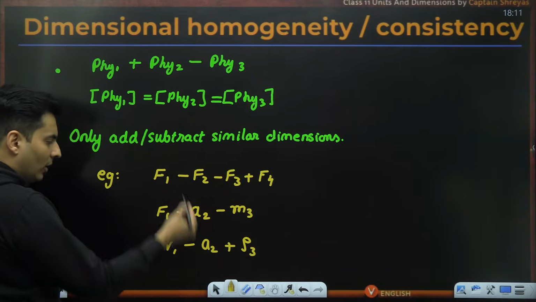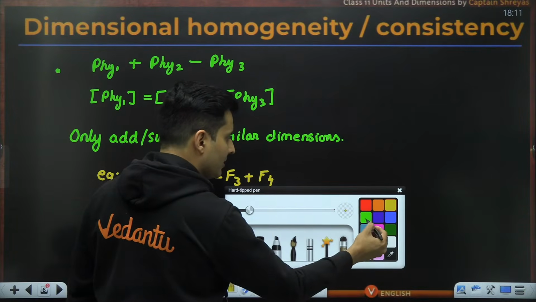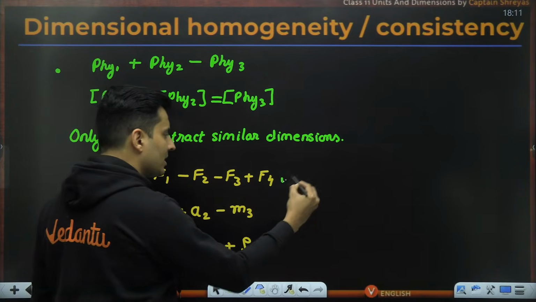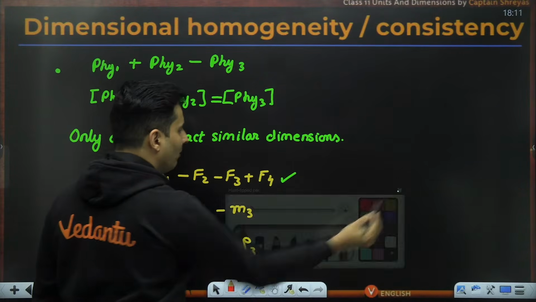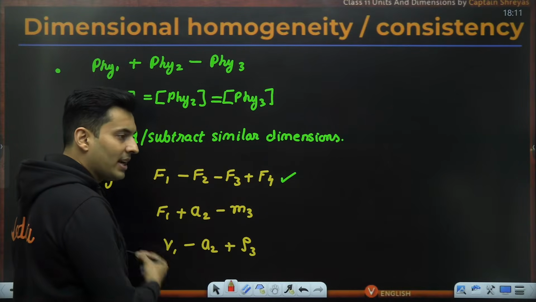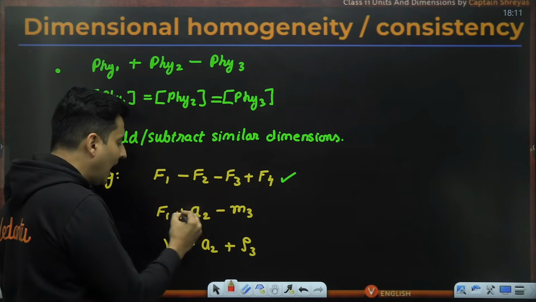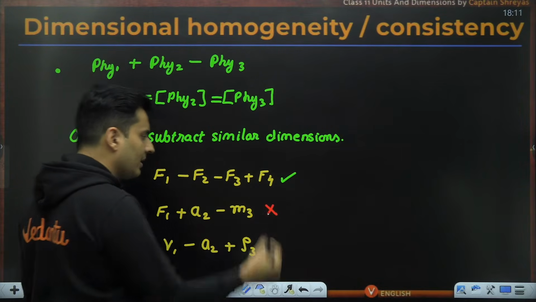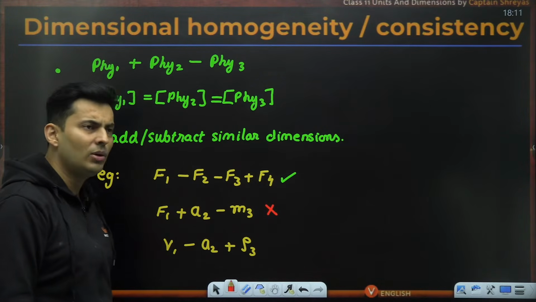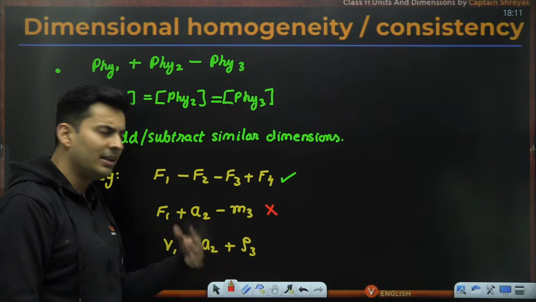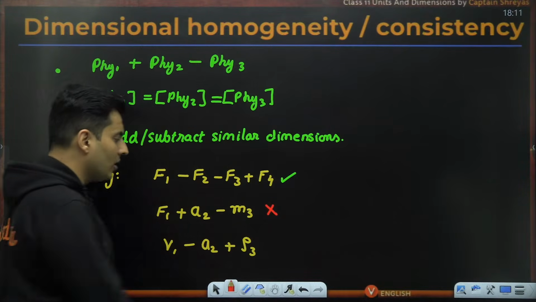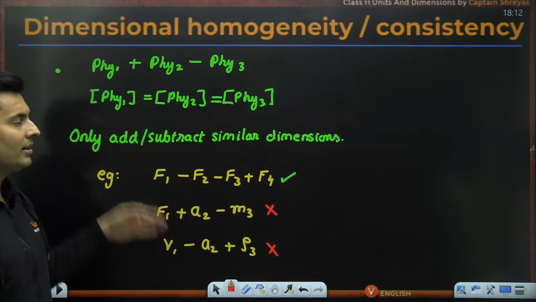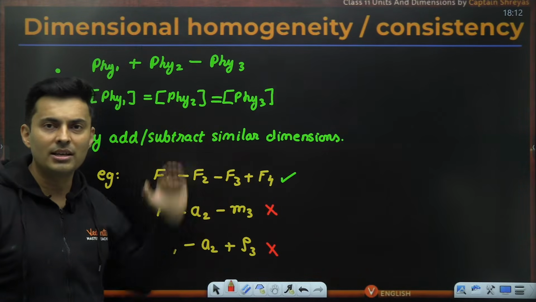Out of these, as you can see, my dear students, only this makes sense because everything is force, they all have the same dimensions, so this is perfectly fine. But if you see force, acceleration and mass, three different things. How can we add force with acceleration or subtract acceleration with mass? This is definitely not right. Even adding velocity to acceleration or subtracting that with the density, that is also not permitted because the dimensions are different. So this is what dimensional consistency or homogeneity is all about.